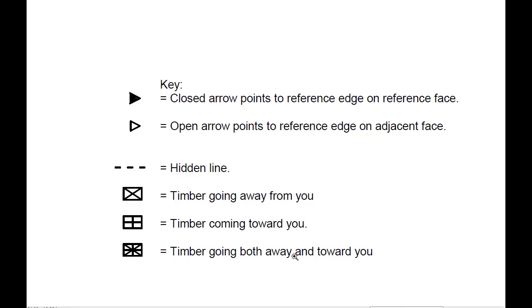If the timber is going both away from us and towards us, then it'll be an X and a plus sign. Other notes in the key are hidden lines. Our key to our reference edge on a reference face is our triangle that's filled in, and an open triangle is on the adjacent face.